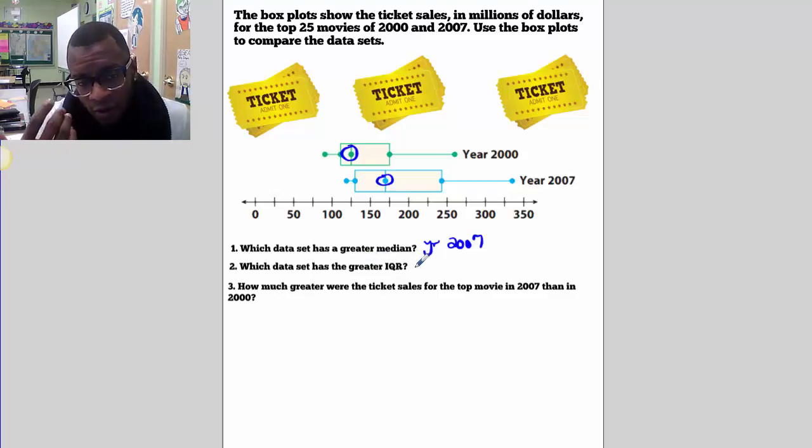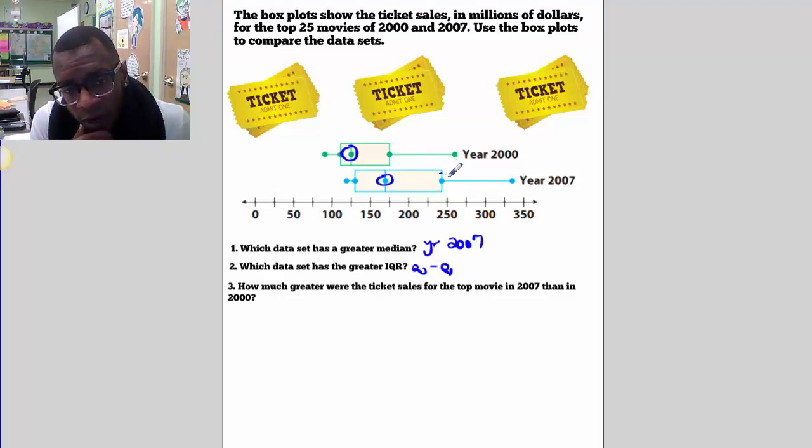Okay, we also want to find out which data set has the greater IQR, or interquartile range. Remember that our interquartile range is found by finding the difference between our quartile 3 value and our quartile 1 value. And remember, those values are located at the ends of our boxes. So this would be quartile 3, and this is Q1.